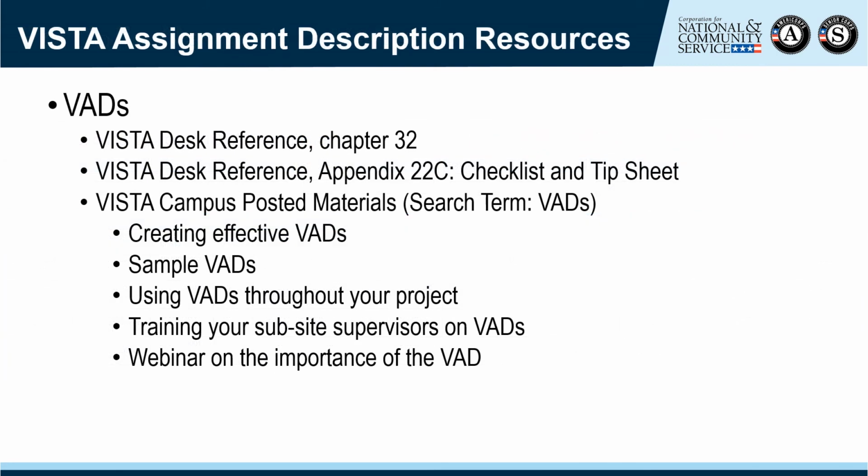The first place to check whenever looking for something related to managing your VISTA portfolio is, of course, the VISTA Desk Reference, or VDR. Chapter 32 provides extensive information about both VADS and service opportunity listings. It also contains links to appendices that can guide the work you do. For example, you'll see listed here a checklist and a tip sheet for reviewing VADS. Especially as you're starting out, I strongly recommend using this checklist to help you complete any VAD review.